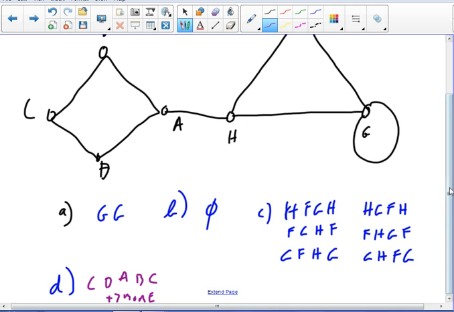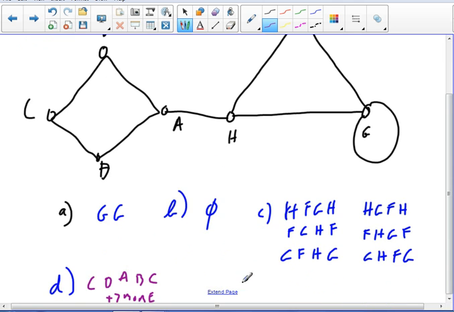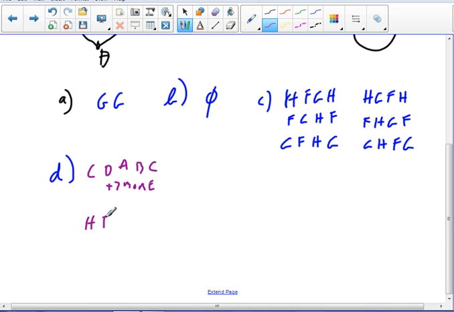How about over here? I could go H, F, G, G, H, right? Or I could go F, G, G, H, F. Or I could do that the other way around if I wanted to. So I'd have 2 more like that. What are the total number of circuits of the graph?